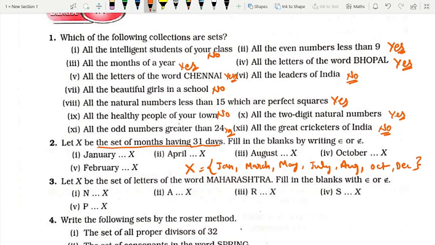So January, is January in the set X? If it is present, then it belongs to. April, doesn't belong to. August, yes, belongs to. October, belongs to. February, doesn't belong to. Is it clear to all? I hope it is very easy. If you have understood this concept, then just write down set, yes.